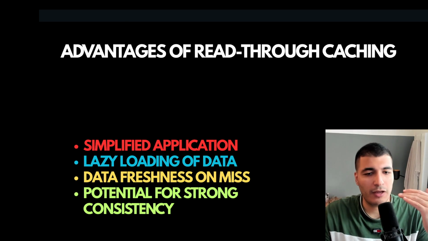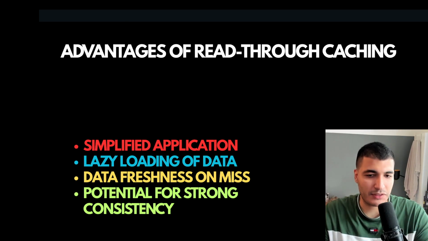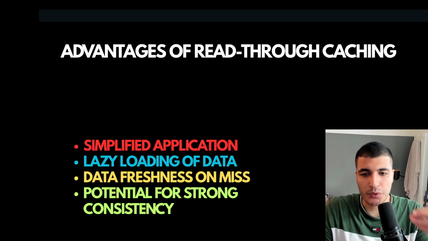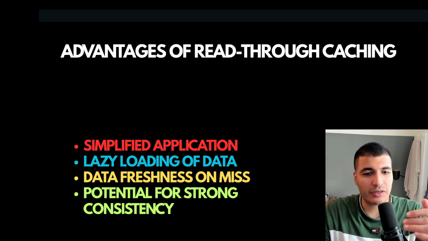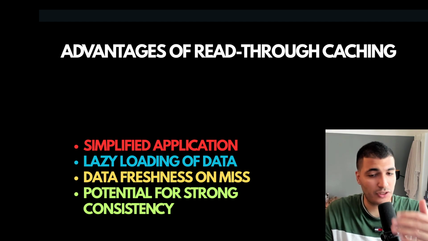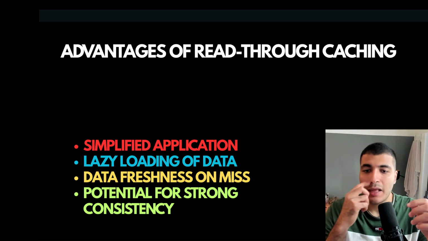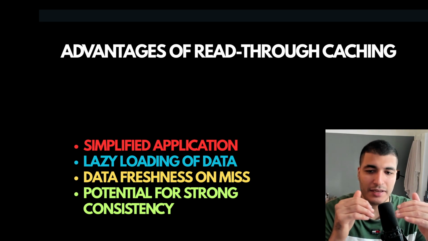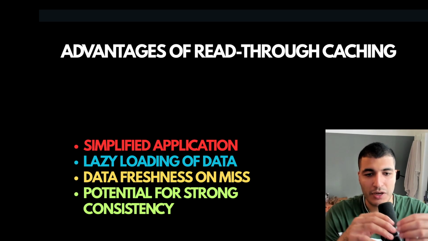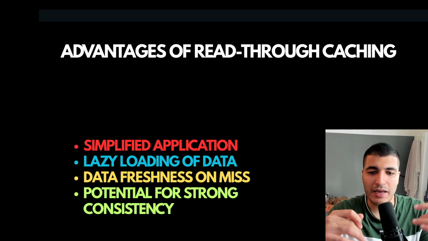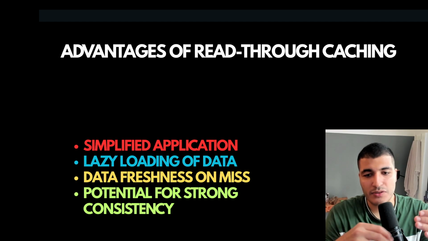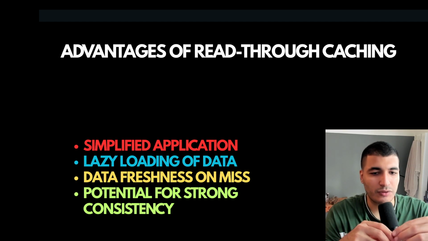Number three, data freshness on a miss. When a cache miss occurs, the data is always fetched directly from the source of truth, which is the database. This ensures that the application receives the most up-to-date data at that moment, and that fresh data is then populated into the cache. This helps reduce the chances of serving stale data immediately after a miss.